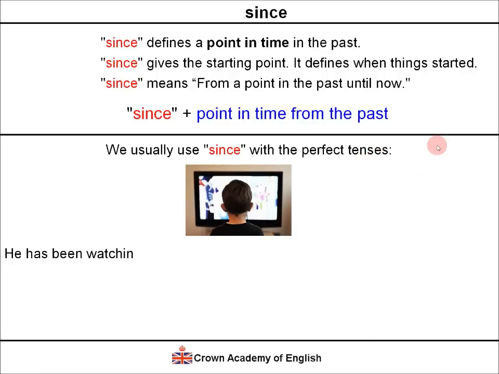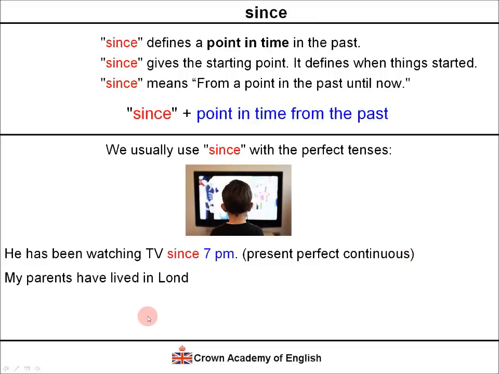Examples. He has been watching TV since 7 p.m. So here is the present perfect continuous. My parents have lived in London since 1996. This is the present perfect, have lived. So again, notice this is since followed by a specific point in time. Here it is a year, 1996. Here it is a time, 7 p.m.